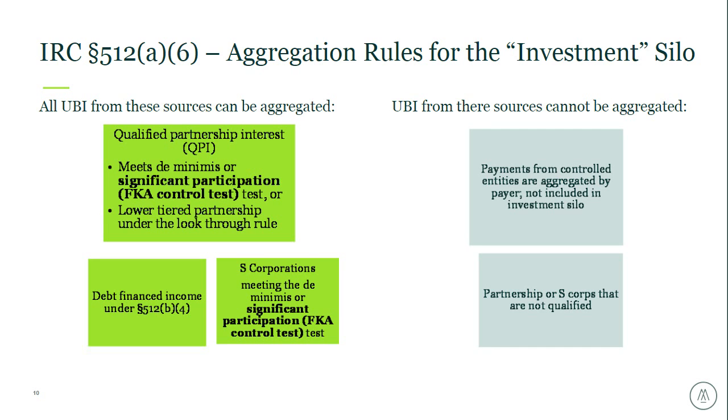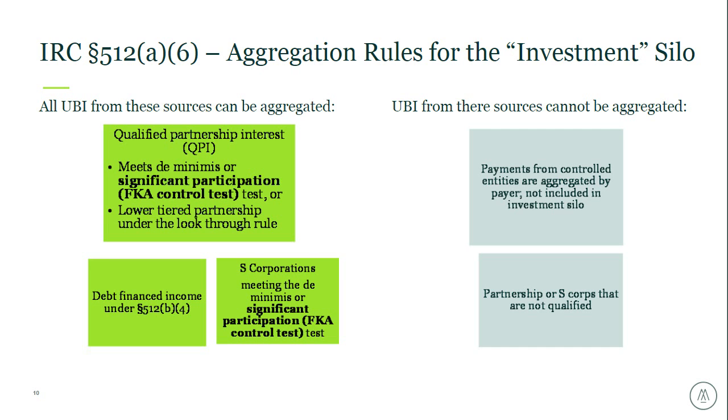few clarifications and changes. One change was that the control test to determine QPIs is now called the significant participation test. Also, the 4 factors from the proposed regs to determine significant participation is now an exclusive list. So there's no more of the facts and circumstances piece. Also, the final regs clarified that debt finance income is included in the investment silo if the UBI is from directly held assets or indirectly through a partnership.